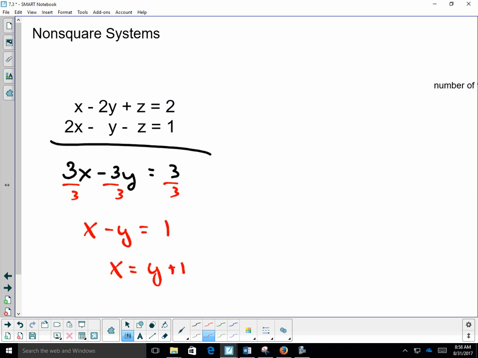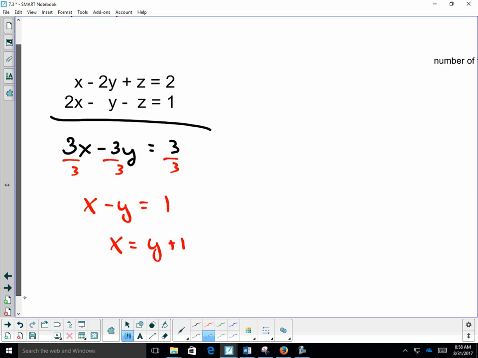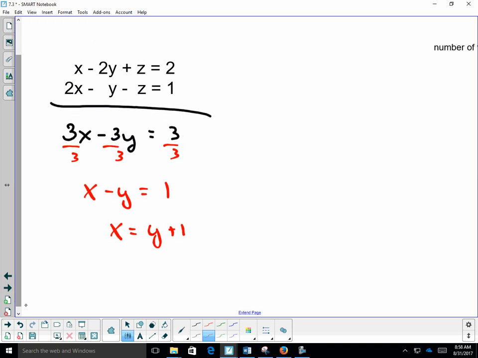When I read it like this, you could have done it the other way, you could have said y is equal to x minus 1. Doesn't really matter. When I did it this way, when I think of my ordered pair, for x, I'm going to write y plus 1. For y, I'm just going to write y. And now I have to see what z is equal to.